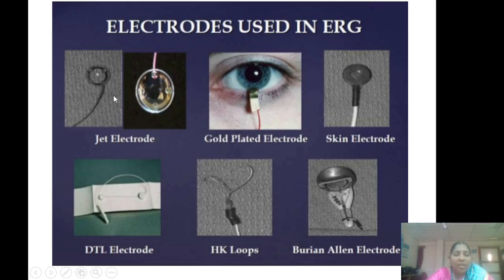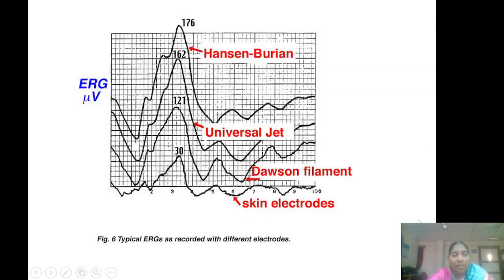These are the different types of electrodes used to measure the ERG signal. The first one is the jet electrode. The second one is the gold plated electrode, which is placed over the eye. Then the thin electrode, which is nothing but a surface electrode to record the ERG. Then we have the DTL electrodes, then a loop electrode, which we call the HK loop, then the Burian Allen electrodes. So these are the different types of electrodes used in the ERG.